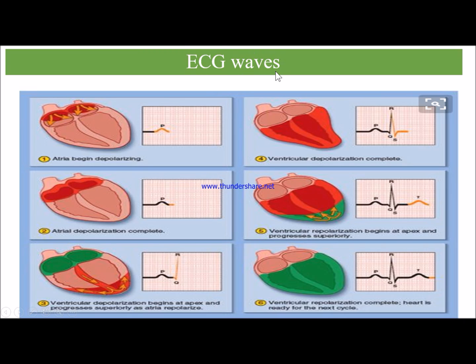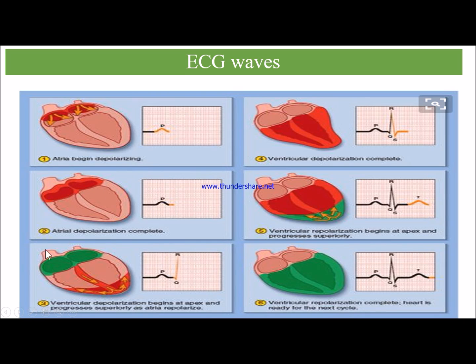We need to know about the ECG waves. Earlier we saw the ECG strip. Now we are going to see the ECG waves. This is the atria and this is the ventricle. Whenever both atria depolarize, it is always denoted by the P wave. In the first diagram, the atria begin to depolarize. In the second diagram, we can see that the atrial depolarization is completed.